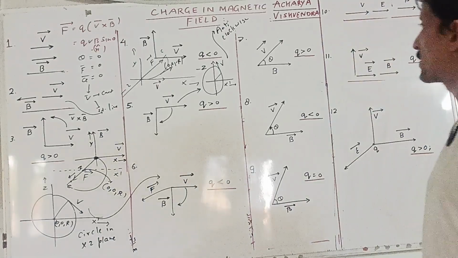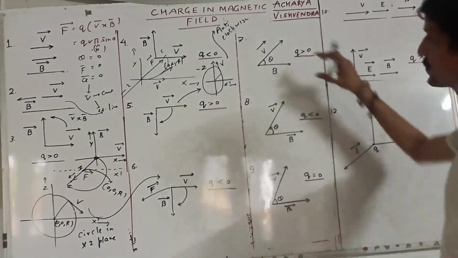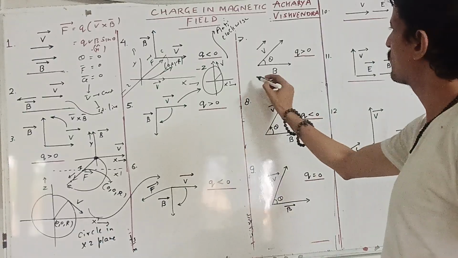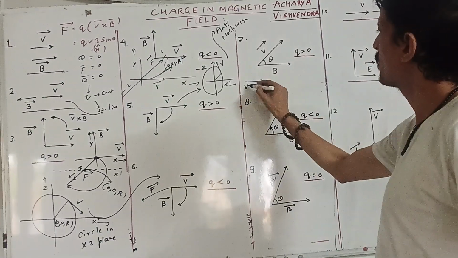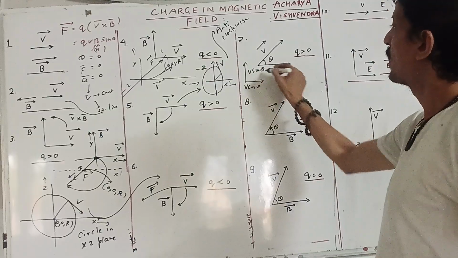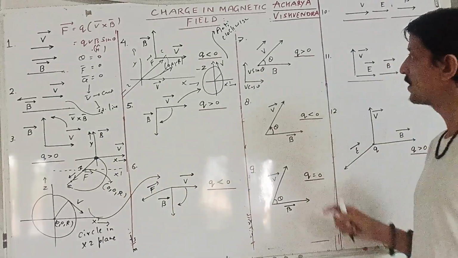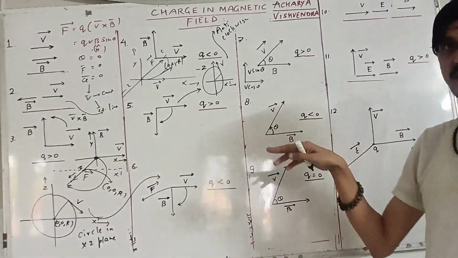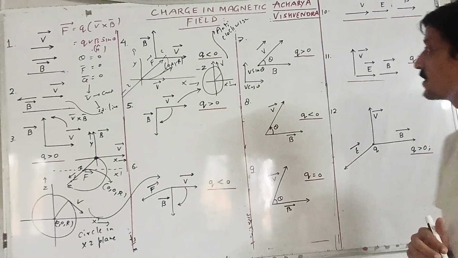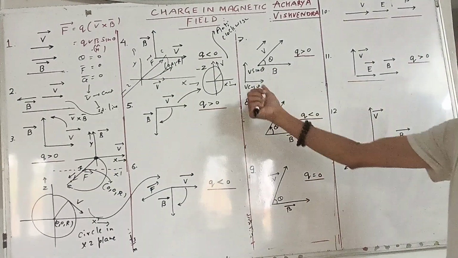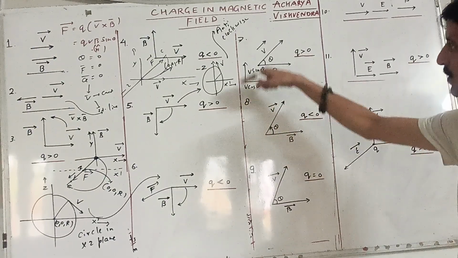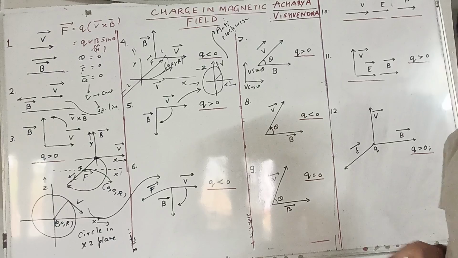Now move on to the next part. Velocity is making an angle with the magnetic field. So what we can do is break the velocity into v cos theta and v sin theta, and we can apply the superposition principle. So we can say that there are two particles. The first is moving along the magnetic field, and the second is perpendicular to the magnetic field. The charge is positive. So due to this velocity, it will move in a straight line along the field, and due to this velocity, it will move perpendicular to the field.